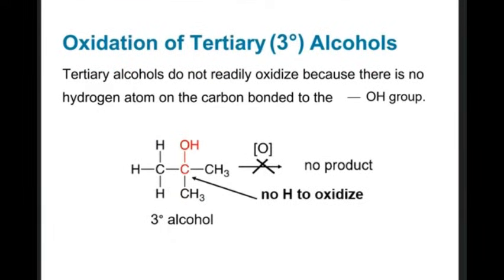When you have a tertiary alcohol, this carbon has no hydrogens to lose. You have to break one of these bonds. So you can't oxidize a tertiary alcohol without destroying the carbon chain. Does that make sense, y'all?